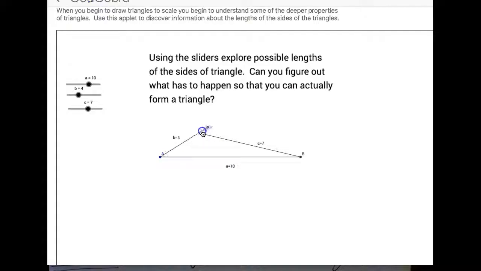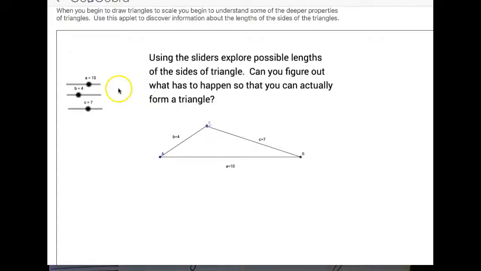But that tells us that if we actually have an overlap, then we can put these out here somewhere so that they actually make a triangle. So that's one thing to think about: the 4 plus 7 has to be bigger than 10, and that's really what we're going to be getting at with this critical understanding number 2.